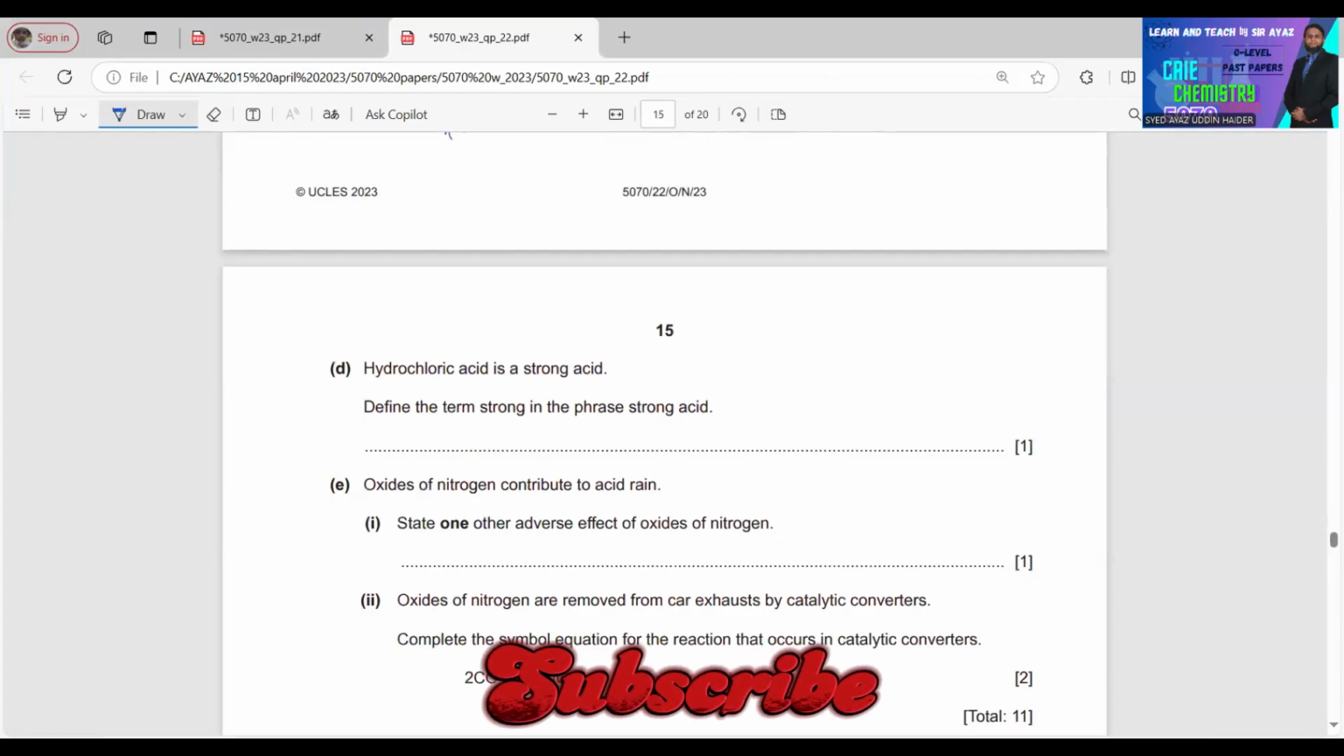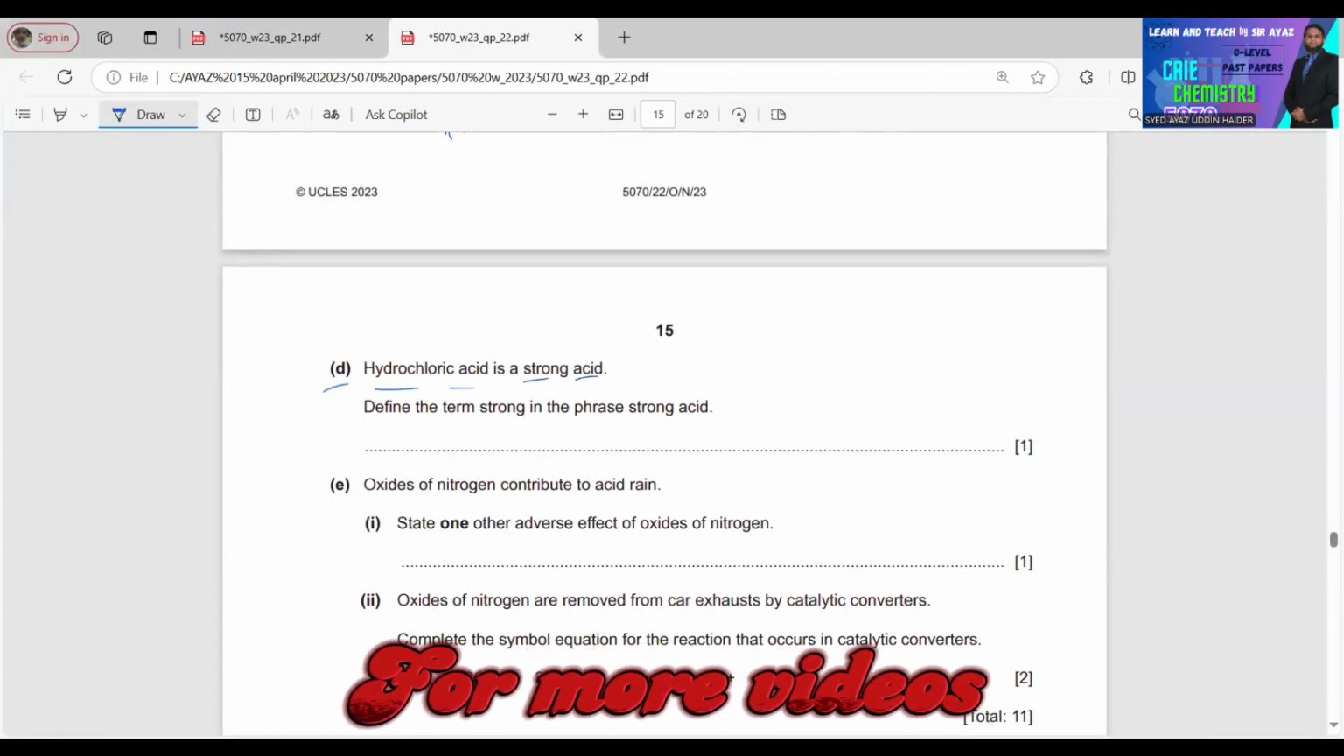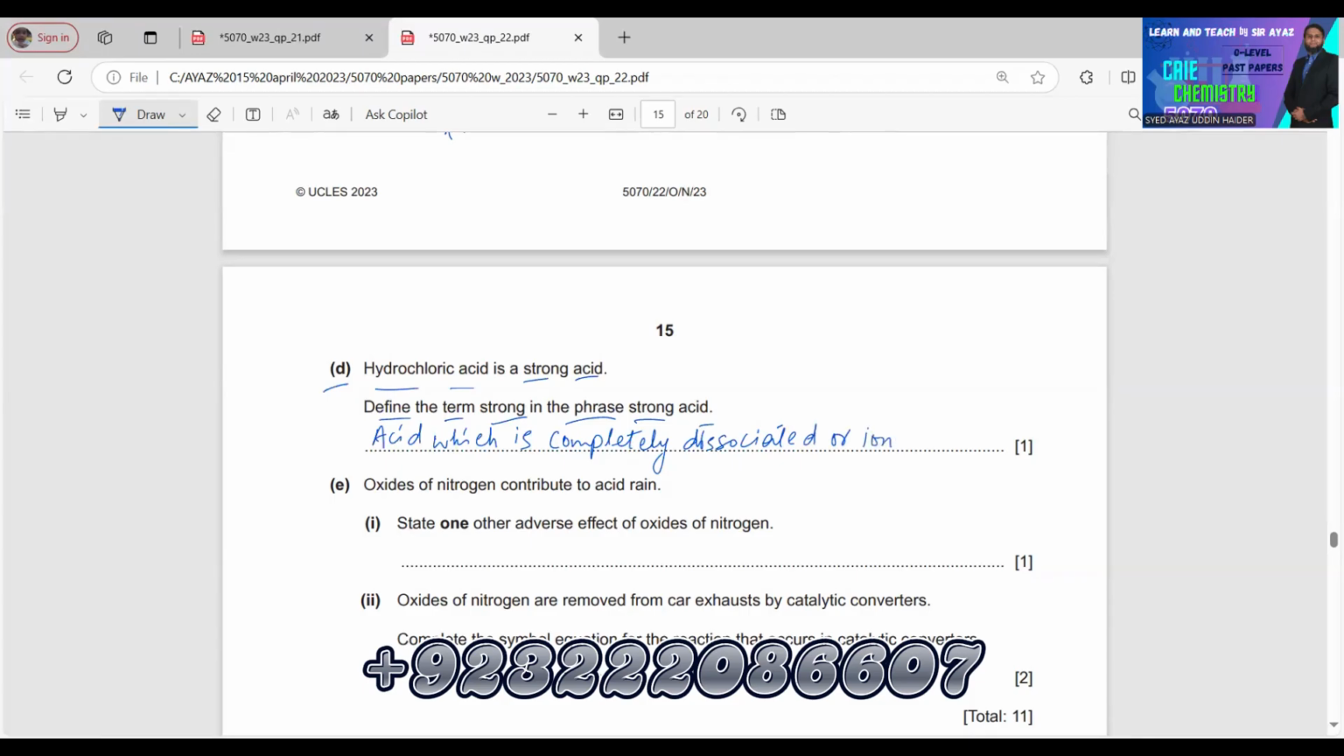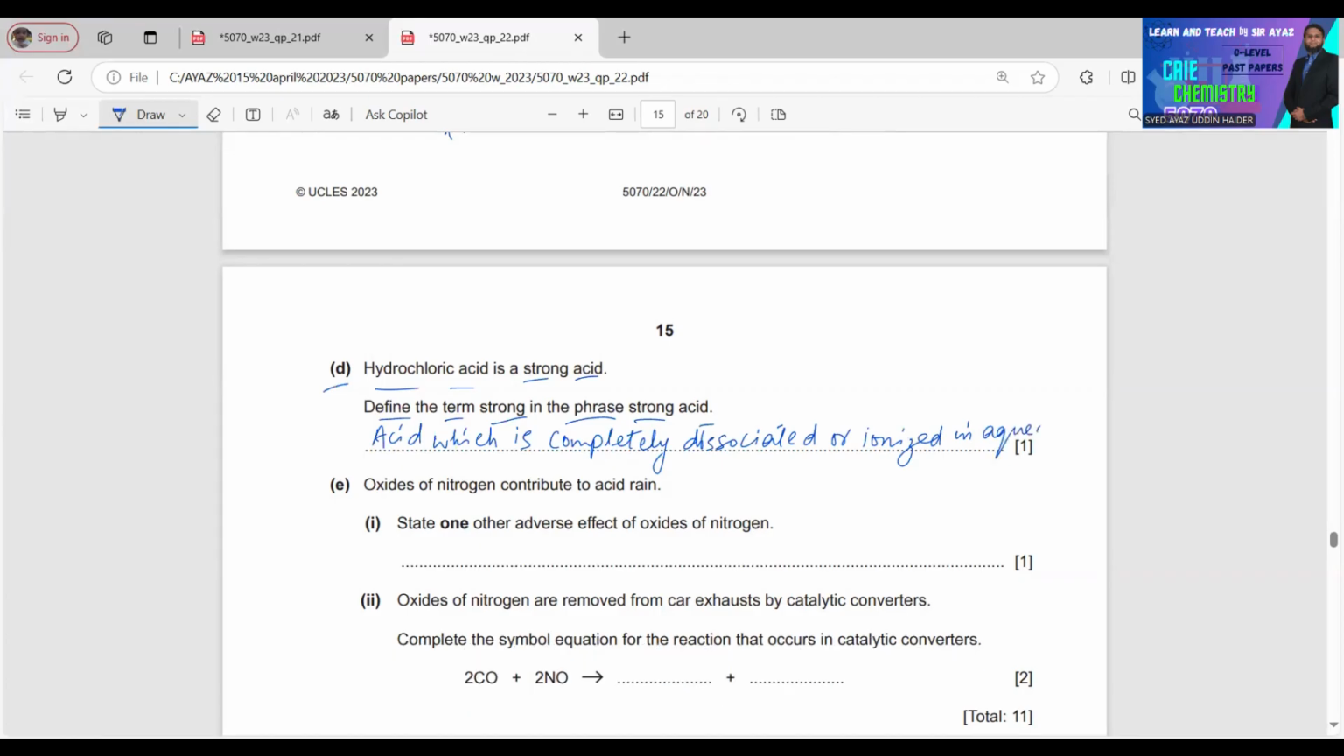Moving to next question, part D. Hydrochloric acid is a strong acid. Define the term strong in the phrase strong acid. Acid which is completely dissociated or ionized in aqueous solution.